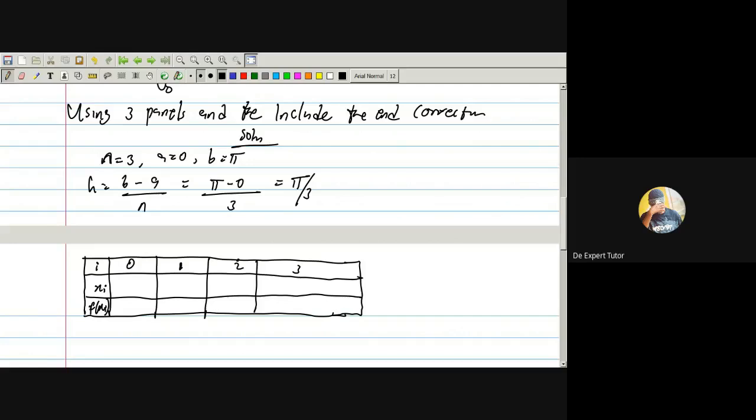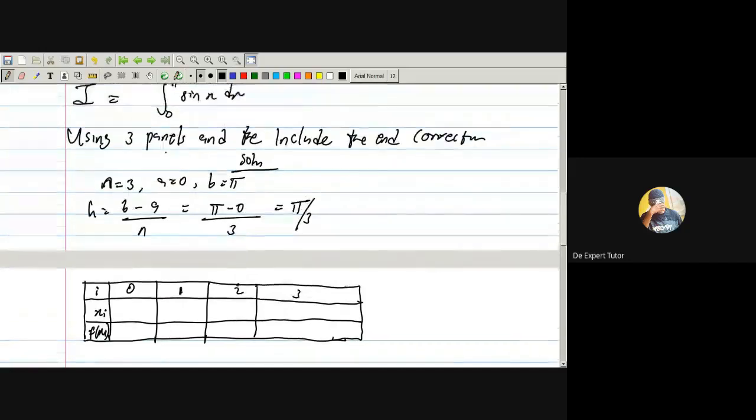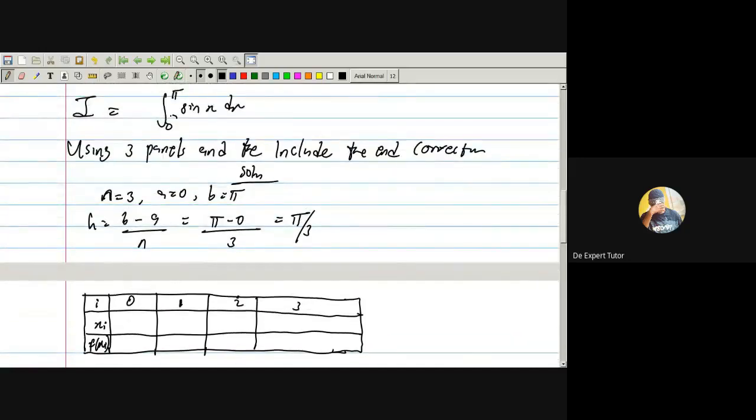Look at this xi. I have x naught, x1, x2, x3. What will be this x naught? Where is your interval starting from? What's your lower interval? 0. That's your x naught. That's where you are starting from.